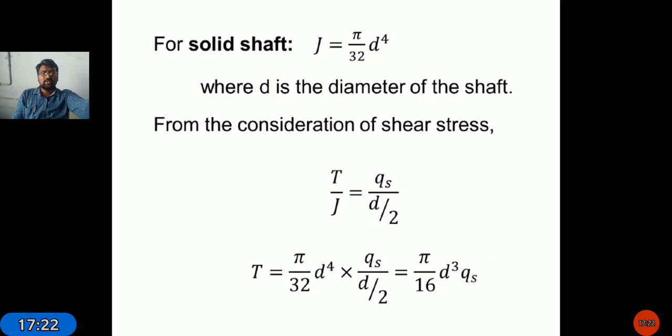Next, for finding the diameter of the shaft, first consider the solid shaft. For a solid shaft, the polar moment of inertia is J equals pi by 32 d power 4, where d is the diameter of the shaft. From consideration of shear stress, T by J equals q by R. R can be written in terms of diameter, that is d by 2. We don't know the radius, so it is written in terms of d. Here J is pi by 32 d power 4. By simplifying this equation we will get the value of torque, that is pi by 16 d cube into q s.